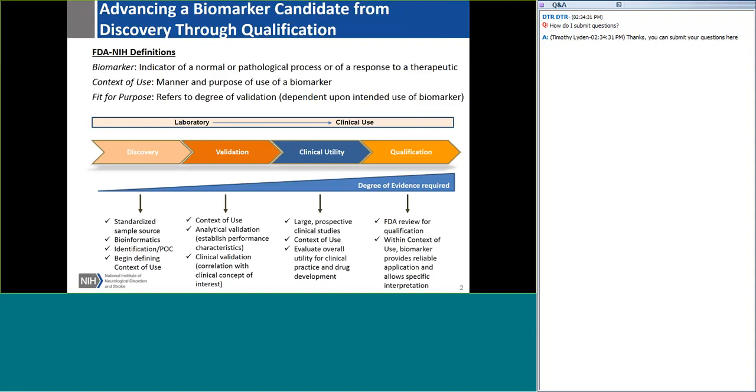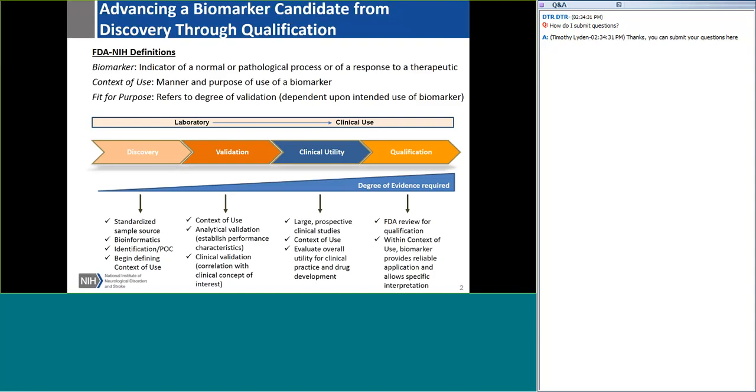Basically, analytical validation has to do with establishing the performance characteristics of your biomarker measure. There's also clinical validation that occurs, and that's the process whereby you correlate the biomarker with a clinical concept of interest. When you're defining clinical utility, this is when things get extremely expensive. I think another thing you can see, in addition to the degree of evidence required as you move from discovery to qualification, the expense also increases.